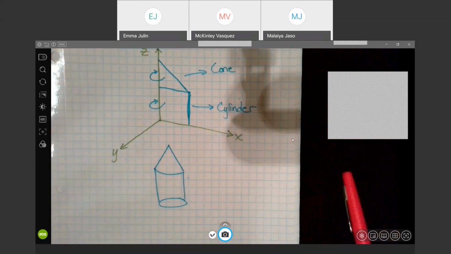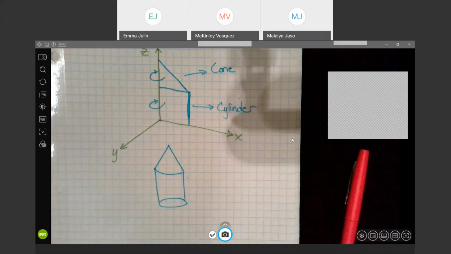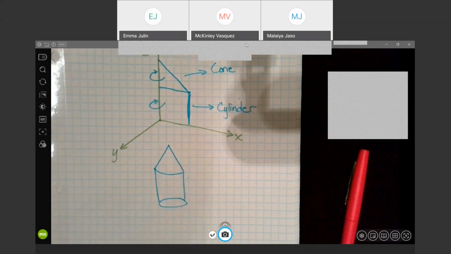But that's essentially it for revolutions. They're not too bad. Just make sure you remember those rules as you're working through it. I recommend maybe playing around with a couple on your own. If you guys would like more help with this or extra practice, let me know and I'm more than happy to post more. And that is it for today.